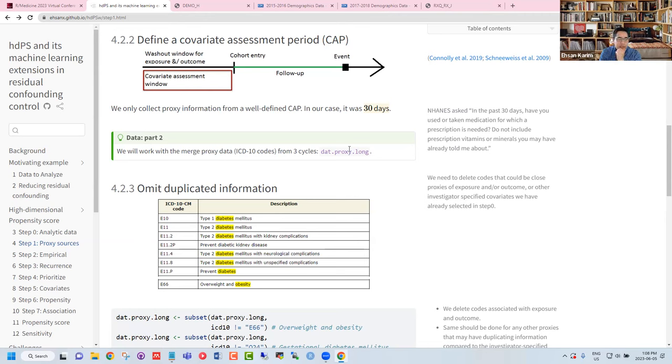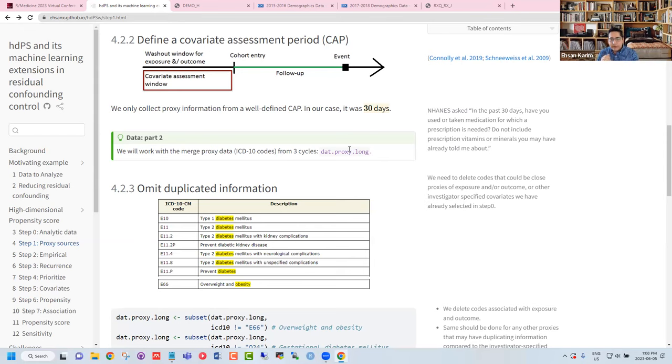Similarly, if you think that there are some proxy information of some investigator-specific covariates that you have already included in your investigator-specific covariate list, do not include those in your proxy information list. Otherwise, you might get some information that are duplicated. You already have a covariate and you already have additional proxy information that is directly related to that covariate, and that will create some problem in terms of multicollinearity and whatnot.